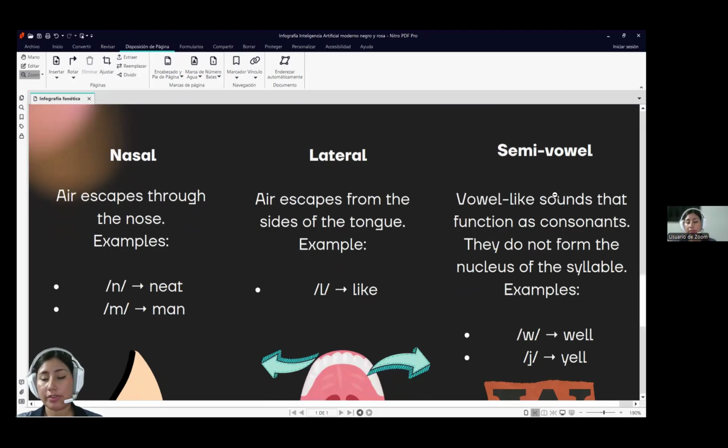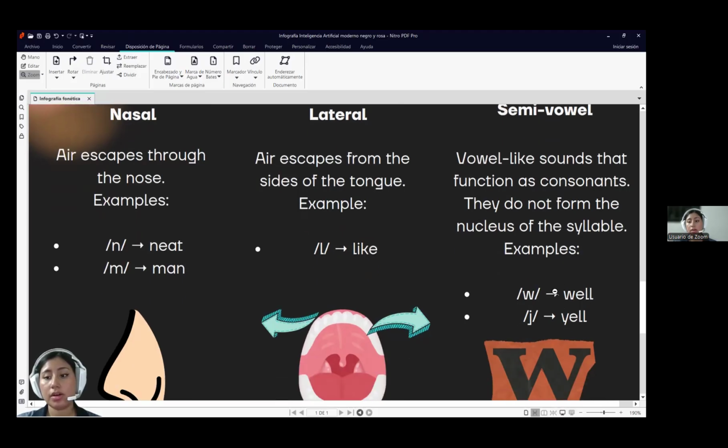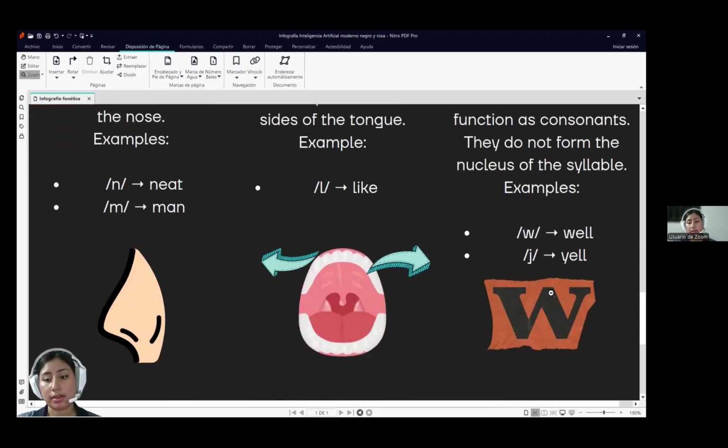And finally, we have the semi-vowel sounds. These sounds function as consonants. They don't form the nucleus of the syllable. For example, well, yell.